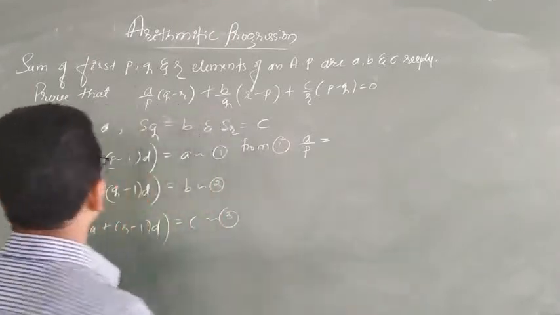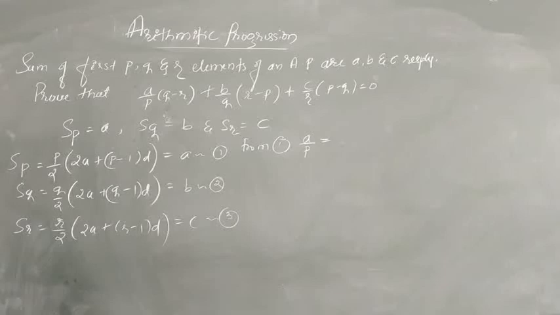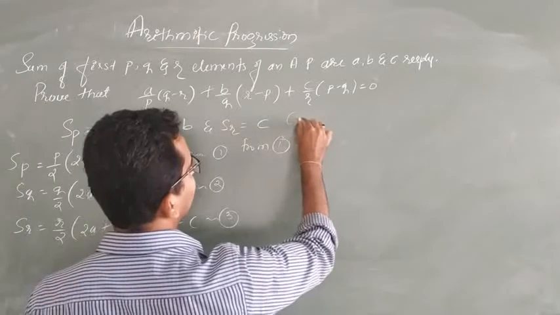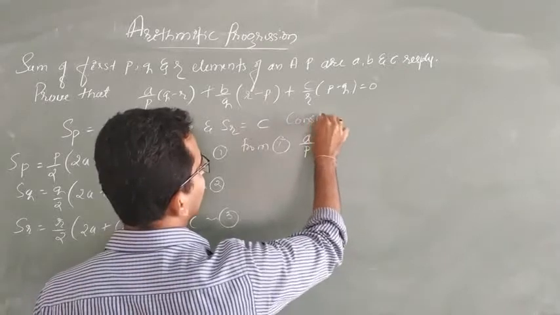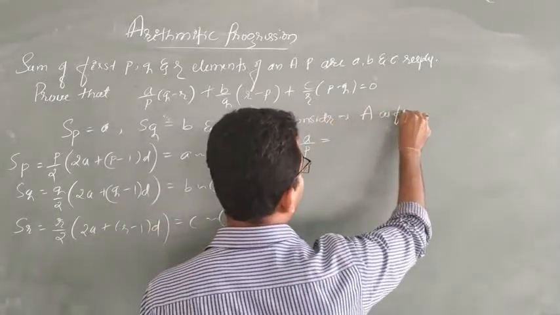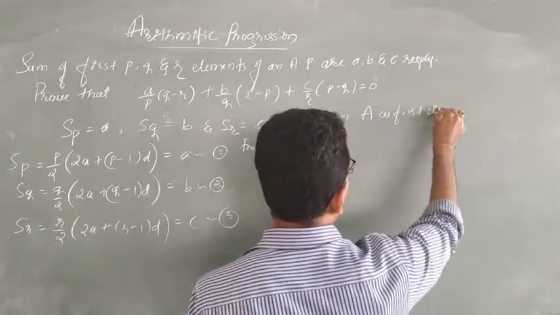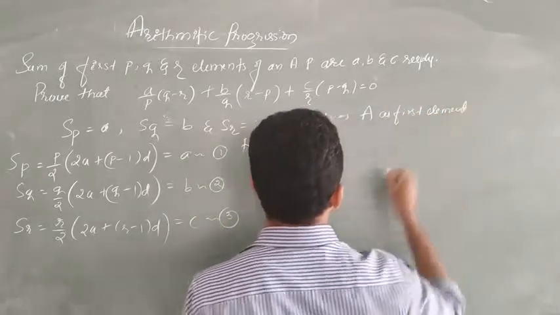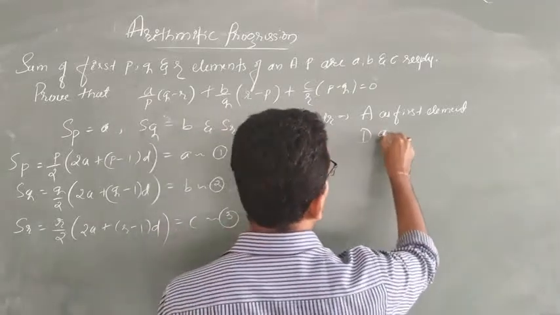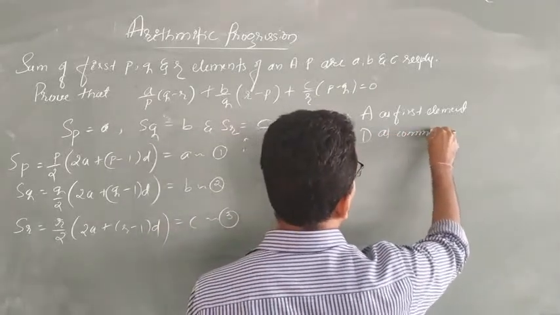So one more thing I should remember: this a and this a are the same. Now in this equation, I will consider capital A as the first element, and capital D as the common difference.